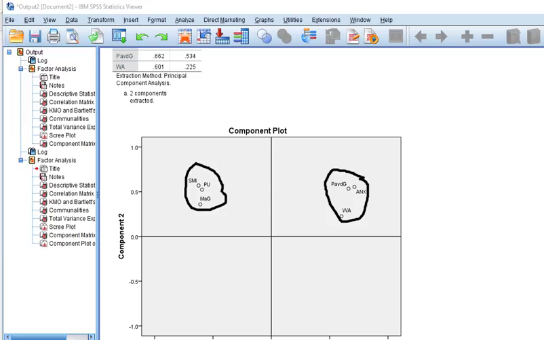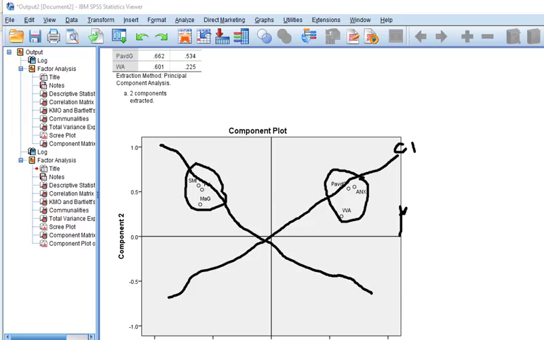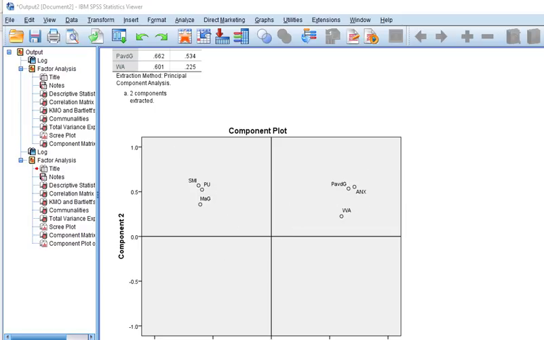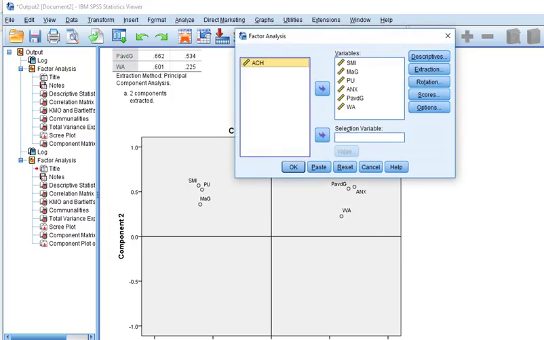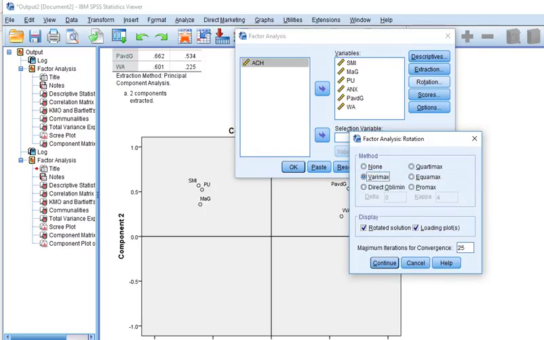What we do is rotate the axes, so that following rotation, what we end up with is component 1 and component 2. This is a Varimax rotation, where we leave the components still uncorrelated, but now you can see that these are more highly loaded on component 1 and less on component 2, and these are more highly loaded onto component 2 and lower on 1. So just to show you what I mean, we'll go back and run the factor analysis, click on Rotation, click on Varimax, and display the rotated solution and click OK.